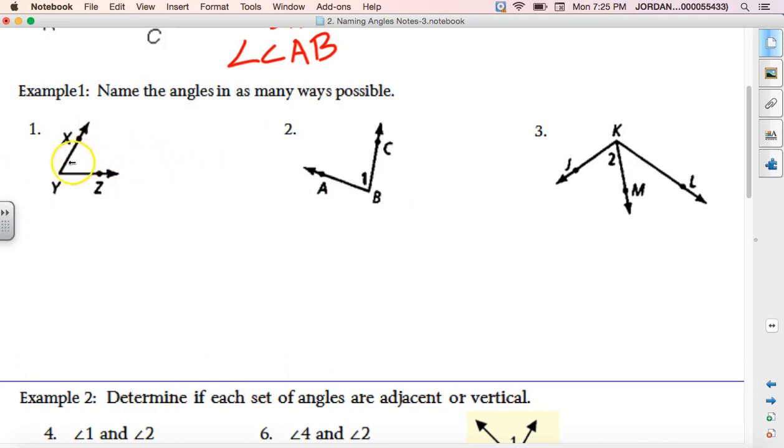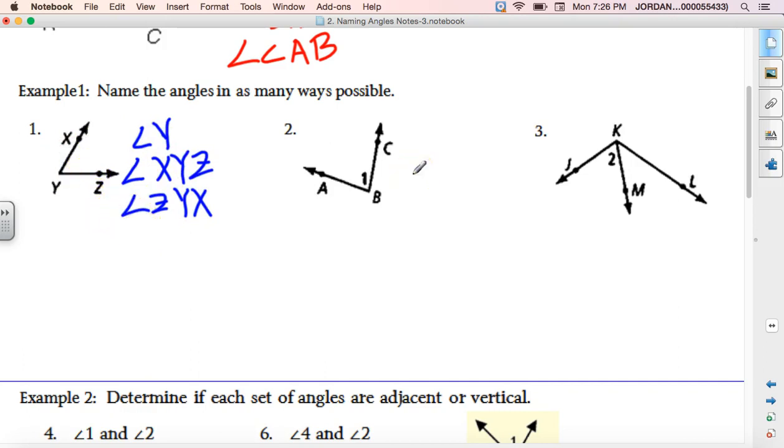So this first one, well, we can name the angle based off of the letter at the vertex. So we can just call this angle Y. We can use all three letters and say angle XYZ. Or of course we can do those same three letters but in the other order, ZYX. Remember, the Y has to be in the middle. Now the fourth way is if there's a label right here, if this was angle 1 or angle 2 or angle 12, whatever. Well, it doesn't have that label. So this is the most ways that we can name this angle right here, just these three ways.